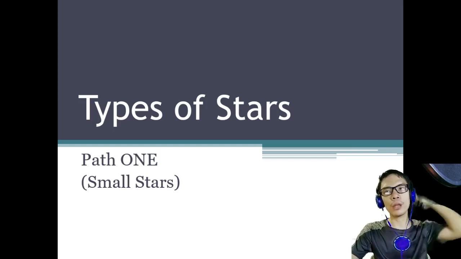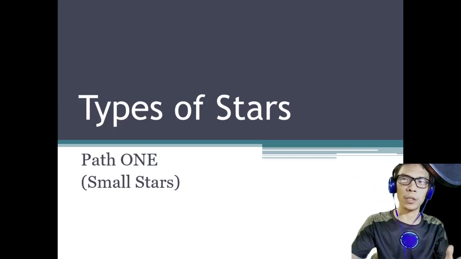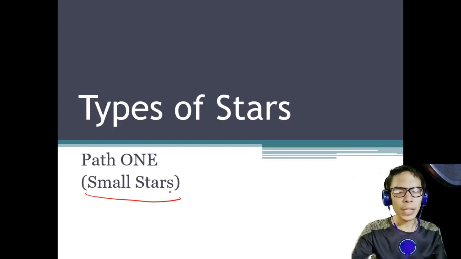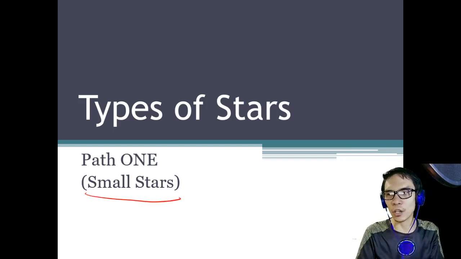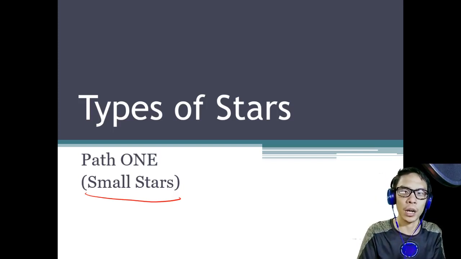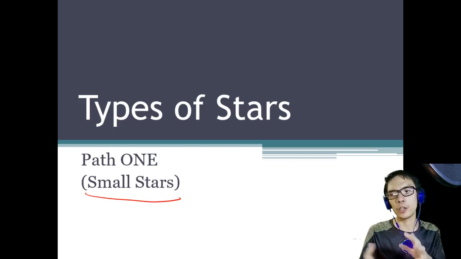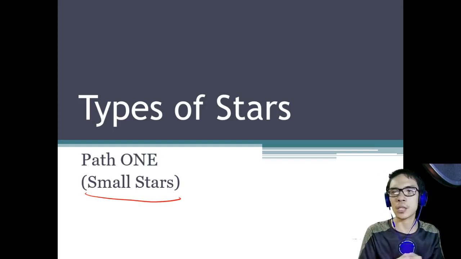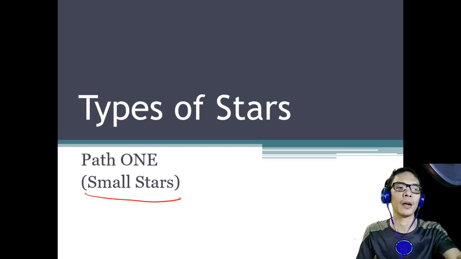So let's start first with the first type of stars, which we call the small stars. What is the destiny, or what happens to the stars which are lower in mass than our sun, or somewhere up to 2 times larger than our sun? What happens to these stars in their life cycle?